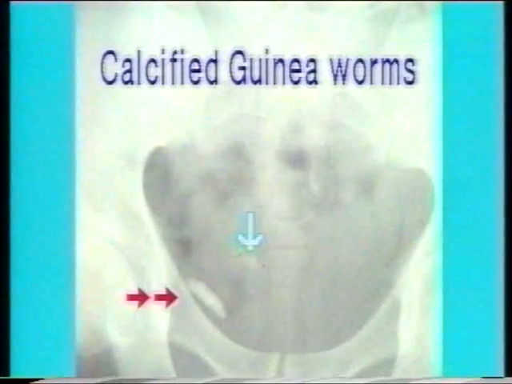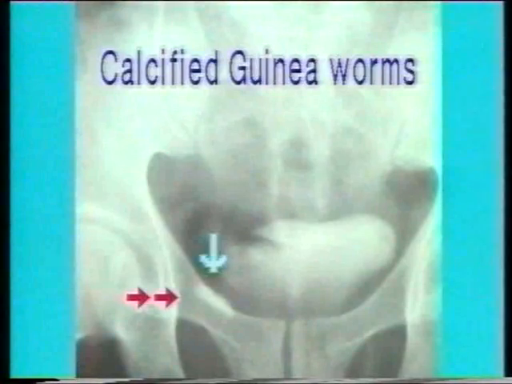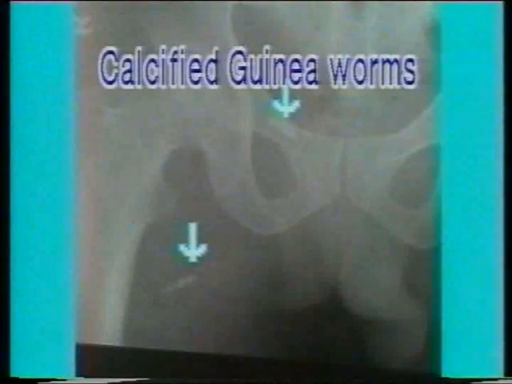Here, the vertical arrow points to a stone in the lower end of the right ureter, and the red arrow points to an elongated, densely radio-opaque shadow, which is a typical shadow of a calcified guinea worm. IVP shows that it is outside the bladder, and this X-ray shows that there is another similar shadow in the subcutaneous tissues of the thighs, a calcified guinea worm.